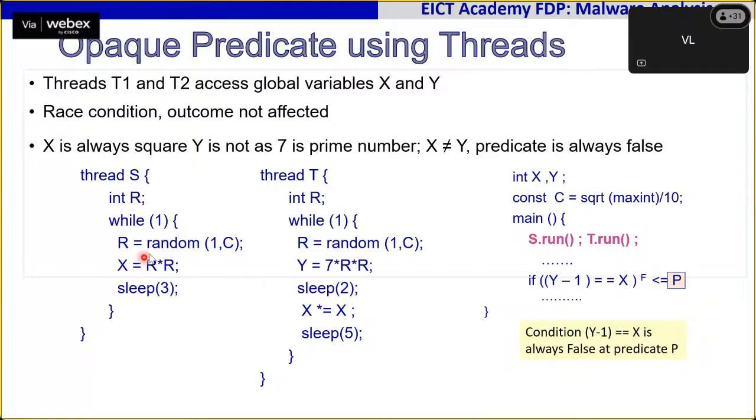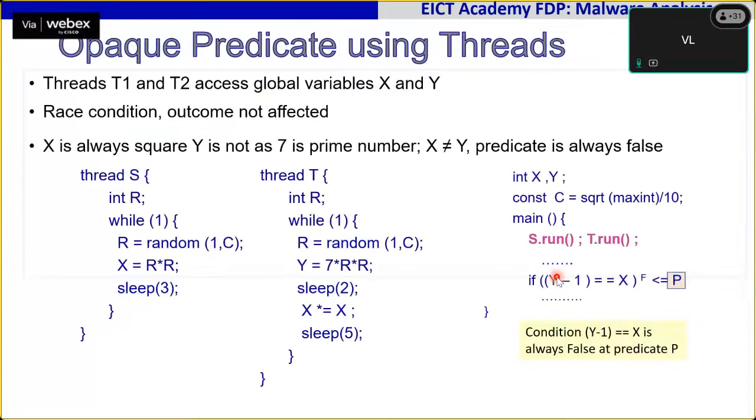So now r is a random number, x is another random number, and here we are squaring x, a random number, with itself. So this is a form of x square, and this is a form of 7y square, and we know that 7y square is not equal to x square plus 1. So 7y square minus 1 is never equal to x square. So we know that this predicate is always going to be false.